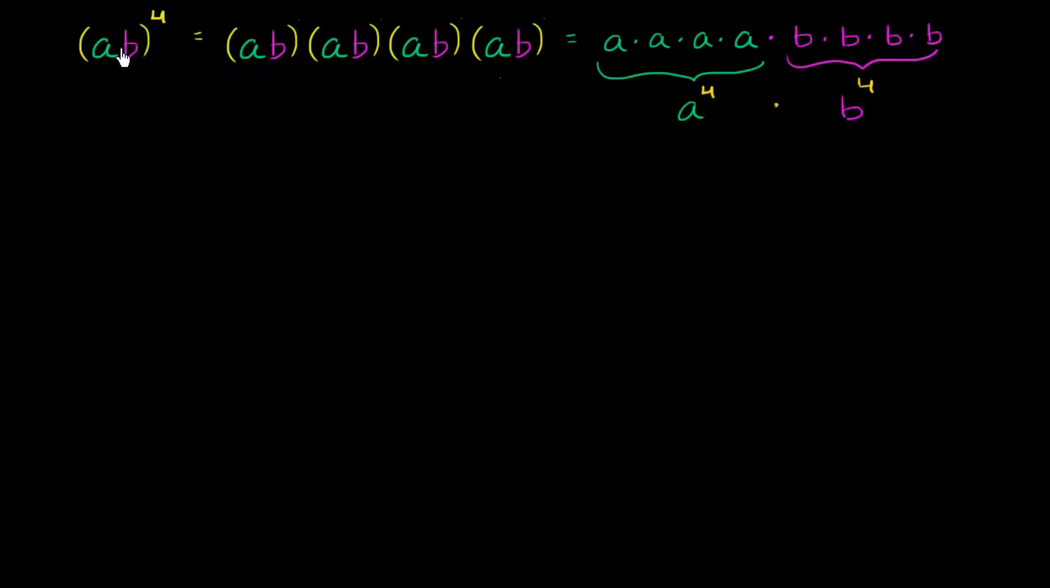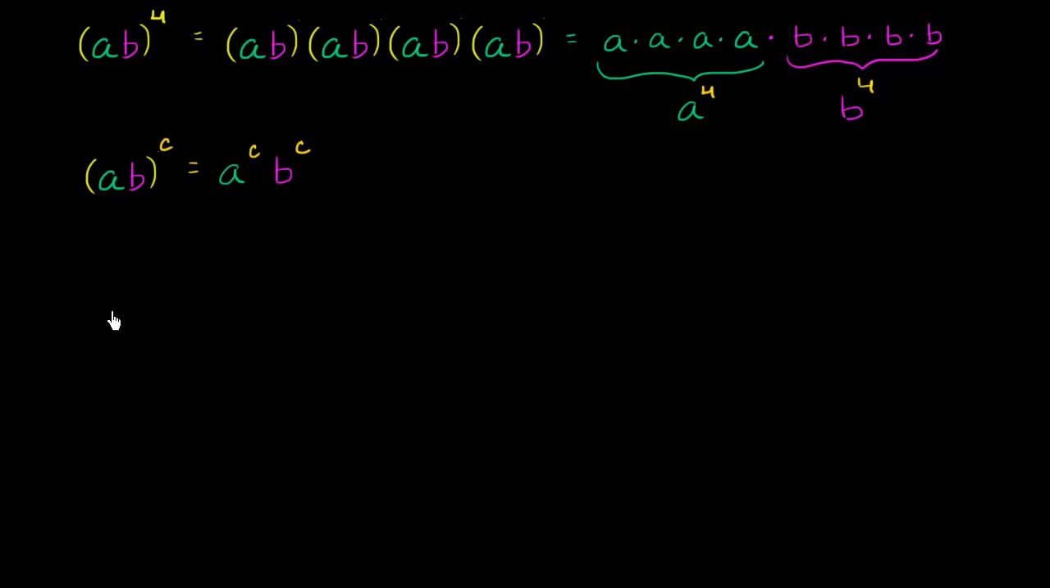But this is a general property. Let me write it this way: if I have a times b, all to the c power, this is going to be equal to a to the c times b to the c. And we'll use this throughout mathematics when we try to simplify things or rewrite an expression in a different way. Now let me introduce you to another core idea here.